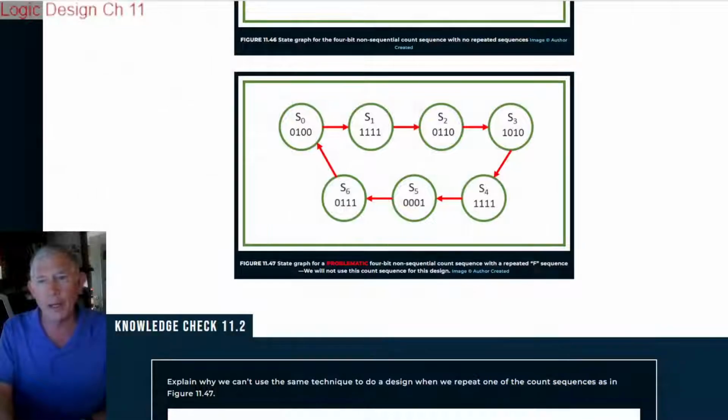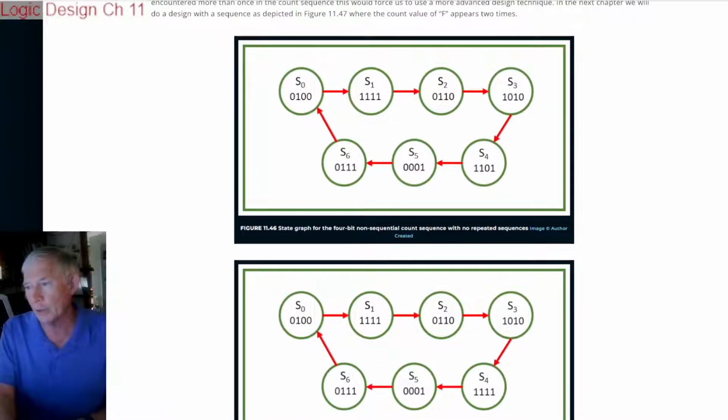the rest of this chapter in the book just goes through the design using 4 flip-flops and four binary bits in our count. And so our count is a little longer and a little more involved. And you can see we'll do one that looks a little bit like this. We'll do one that goes S0, S1, S2, S3, S4, S5, S6.